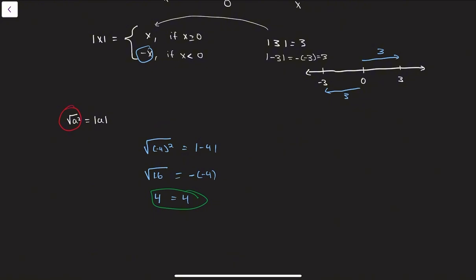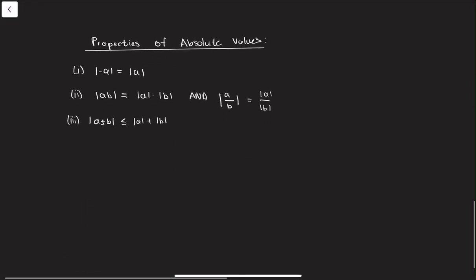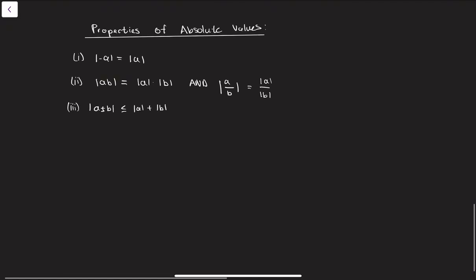So let's erase this and talk about some properties of absolute values. The first property we've already looked at, and it states that a number and its negative have the exact same absolute value, which makes sense. A negative number and its positive corresponding number have the same magnitude.